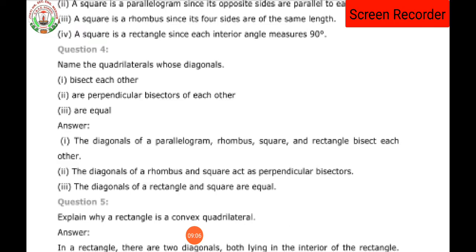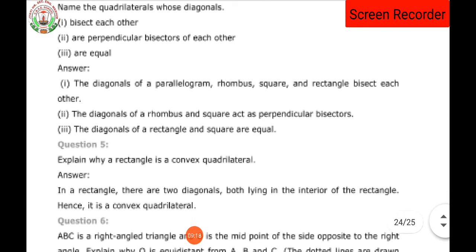Now name the quadrilateral whose diagonals are equal in length. Of course it can happen in the rectangle and a square. Clear everyone? Now the next question we have.